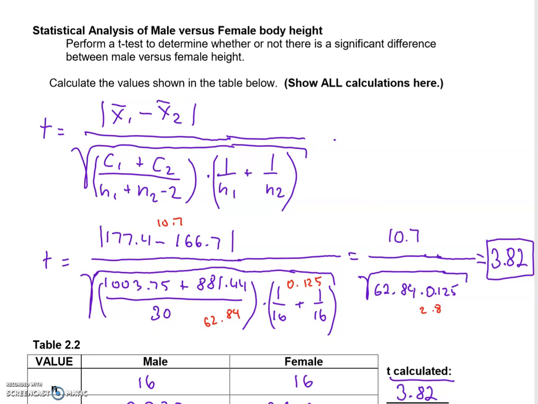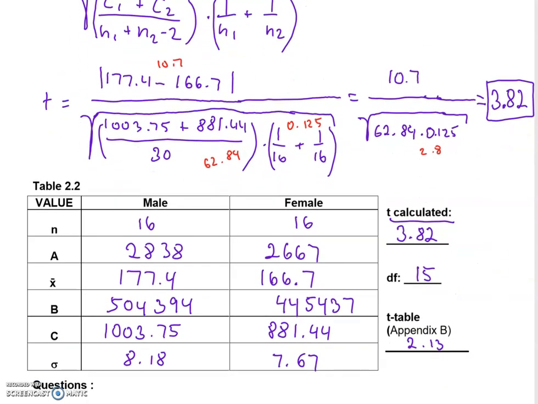And the bottom here, the numbers filled in, just transferred from the table. This whole term here comes out to be 62.84 times 1/16 plus 1/16, so 1 over n1, 1 over n2 comes out to be 0.125. So here are your 10.7 centimeters absolute difference between male and female height. Then this term here comes out, that's quite simplified now, to 2.8. So our T calculated value is 3.82.